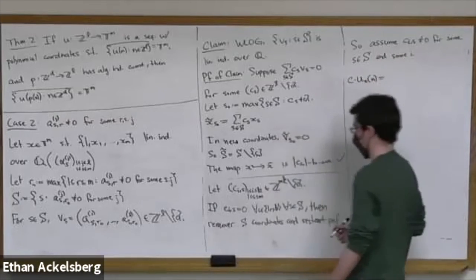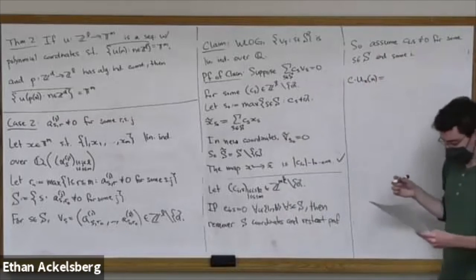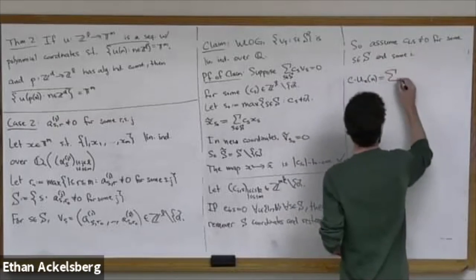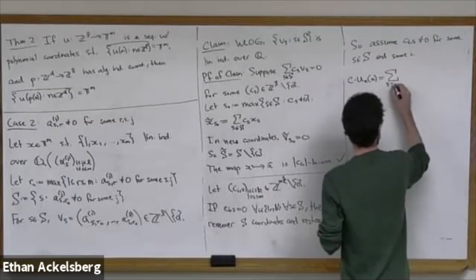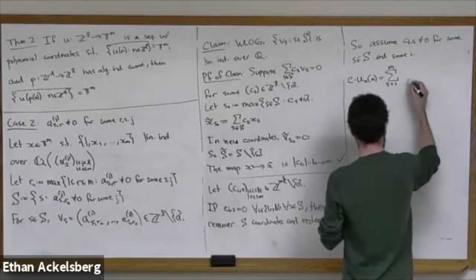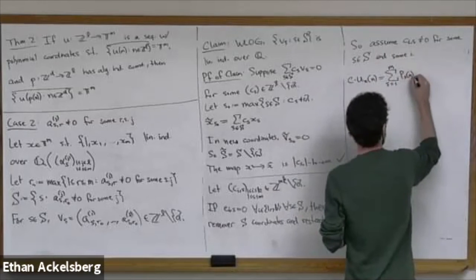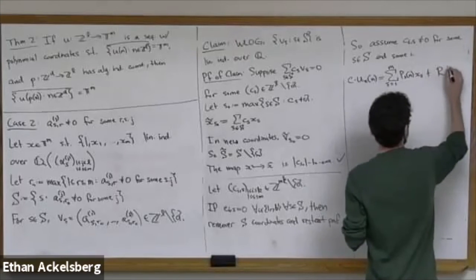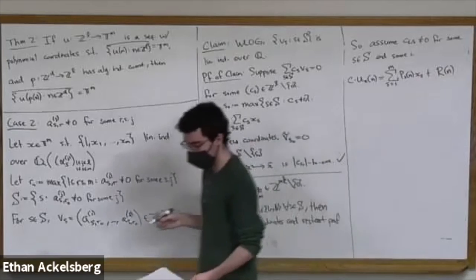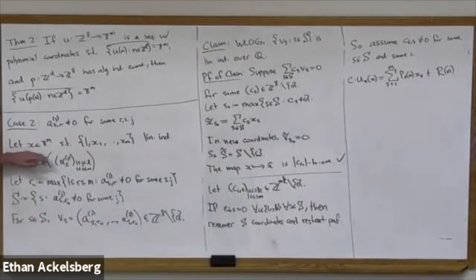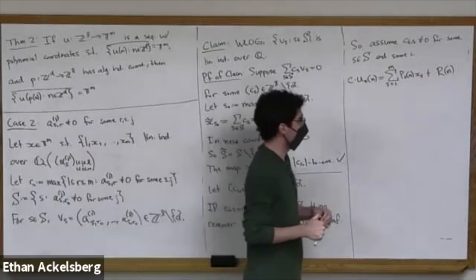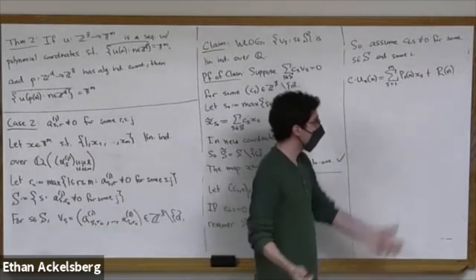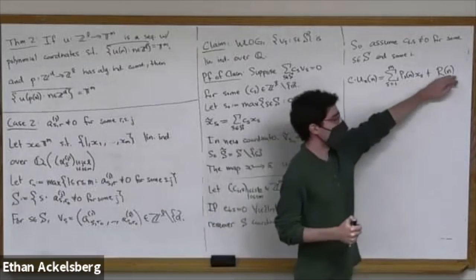The object we're interested in is this combination of coordinates of u, which we can write in a particular way. I'm going to write this as a sum from 1 to n of some polynomials, some combination of the x's, and then everything else. This is why I wanted the assumption that they're linearly independent of each other and of all the alphas, because now I can write everything as a rational combination of the coordinates.